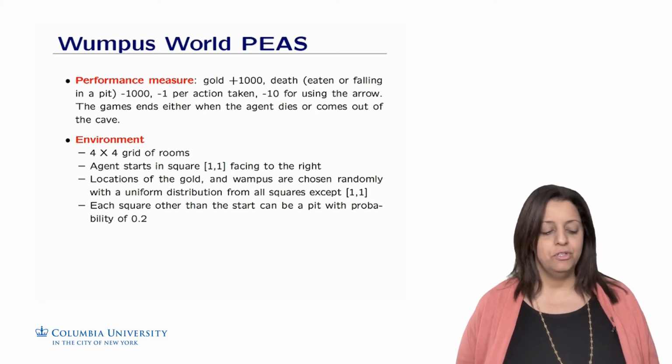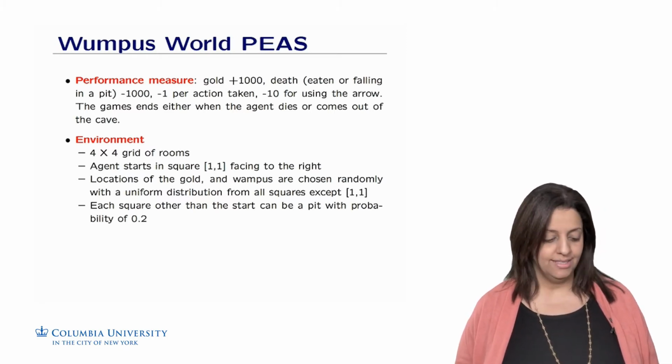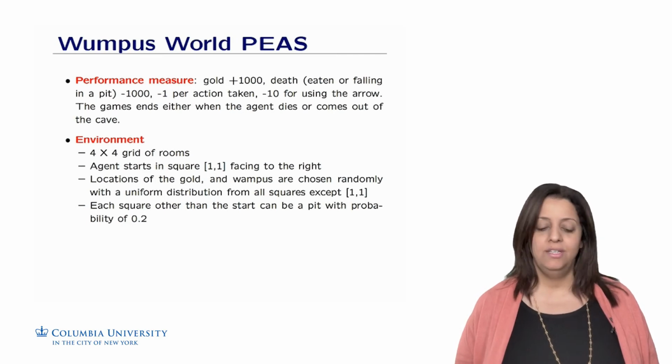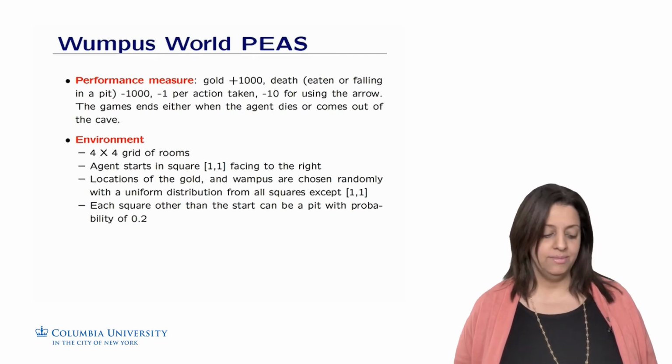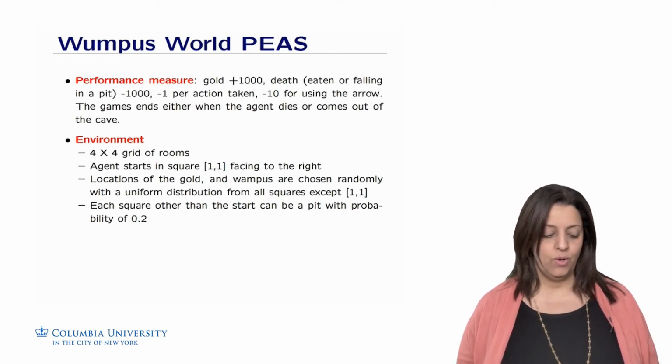The environment is a 4 by 4 grid of rooms. The agent starts in the bottom left room. That's room 1-1, facing to the right. Locations of the gold and the Wumpus are chosen randomly with a uniform distribution from all squares except the start square 1-1.